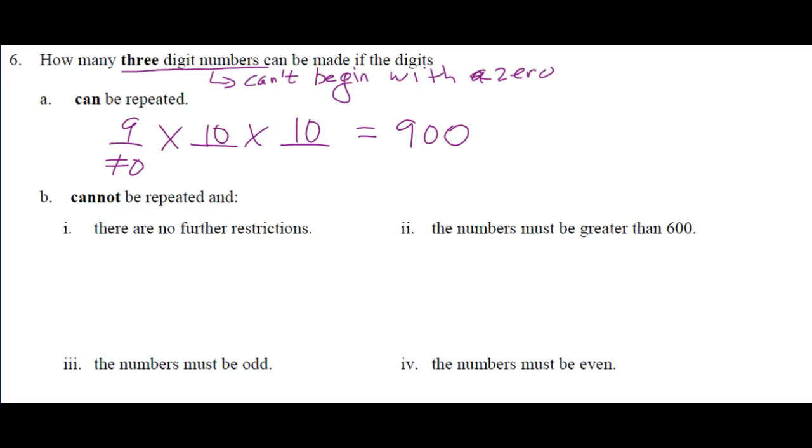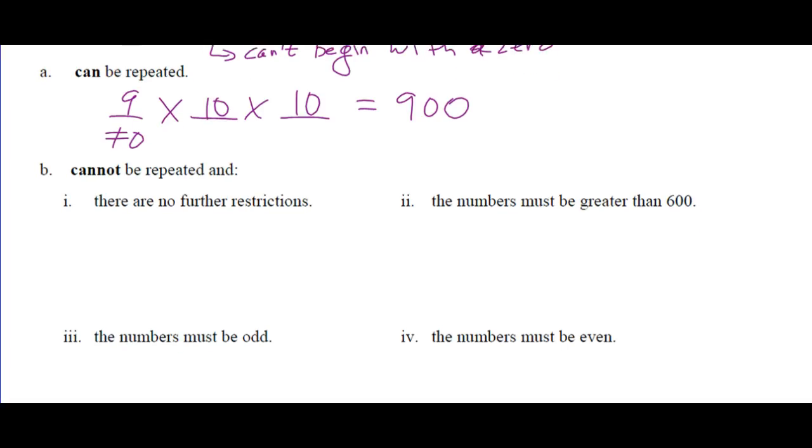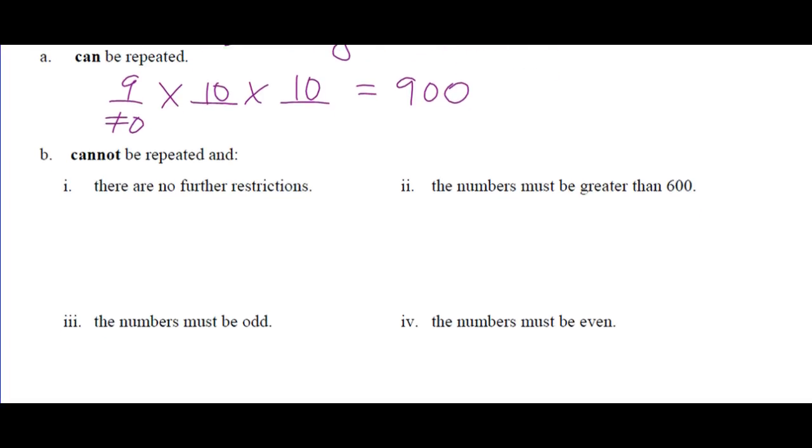So there are 900 three-digit numbers ranging from 100 to 999, right? So there'd be 900 numbers.